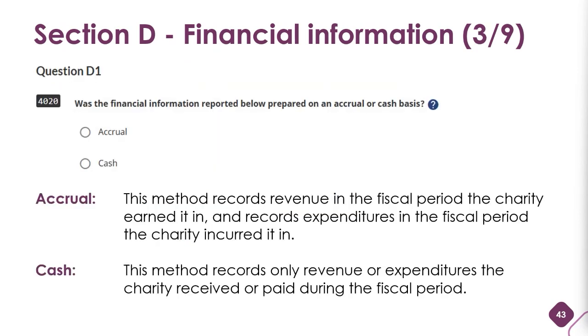It's important to indicate whether you're reporting on an accrual or cash basis. Financial information prepared on an accrual basis records revenue in the fiscal period the charity earned it in, even if the charity receives the revenue after the end of the fiscal period. Similarly, this method records an expenditure in the fiscal period that the charity incurred it in, even if the charity doesn't actually pay this bill until the next period. Financial information prepared on a cash basis records only revenue or expenditures the charity received or paid during the fiscal period.